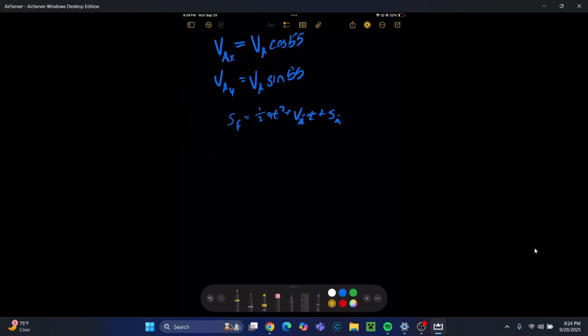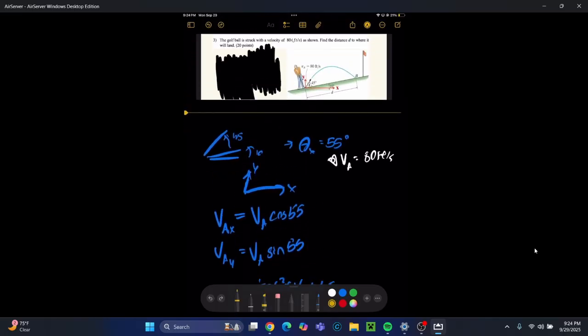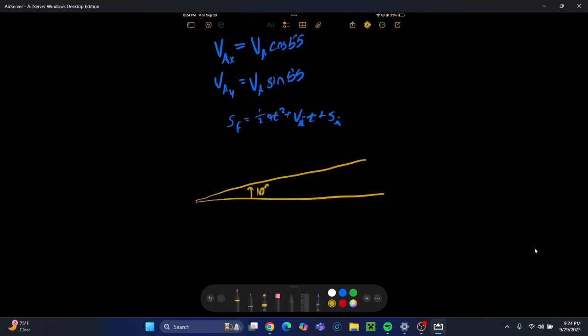Anyways, let's define each term. Let's figure out what each term is, and then hopefully we can get an answer. So our S final. Well, what's the point of finding the position here? We want to find distance, so we should probably put S final in terms of D. If we go to our hill example here, with a very slight hill, I mean, 10 degrees isn't that slight, but with a very slight hill going on here, this is our distance D.